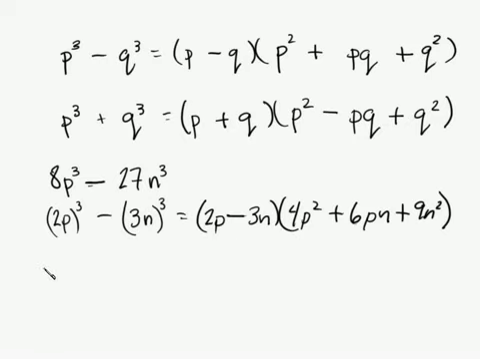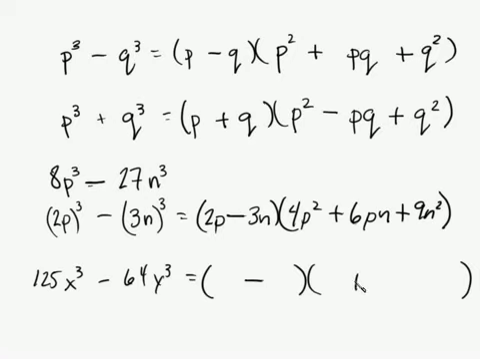And let's do one more. Let's say you have 125 x cubed minus 64 y cubed. Okay, set up your parentheses, copy the sign, change the sign, always plus. This is going to be, now you should do this in your head.